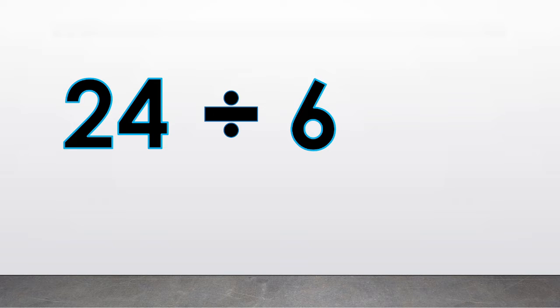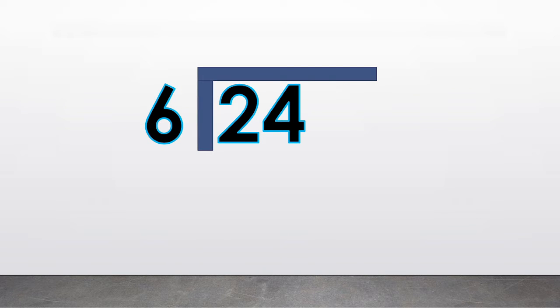First, write the problem using a long division symbol like this. Next, take the first digit of the dividend, which is 2. Since 2 is smaller than the divisor 6, we cannot divide it. Therefore, we have to take the following digit of the dividend, which is 4. Now, we are searching for a number which, when multiplied by 6, gives us 24.